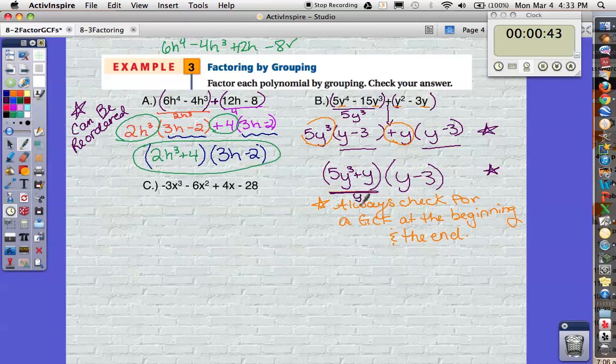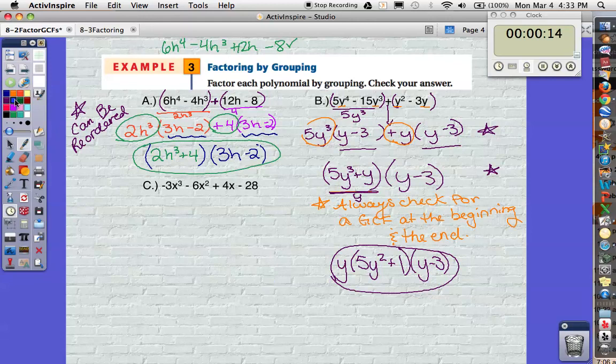I can take out a y. I'm going to put that y on the outside, and I have 5y squared plus 1, because y divided by y doesn't just leave nothing. Anything divided by itself leaves 1, besides 0. All right, so there's our complete factorization. When you look in here, there's no other GCFs. When you look in here, there's no other GCFs. Pause the video, try C on your own, then play it out for me.